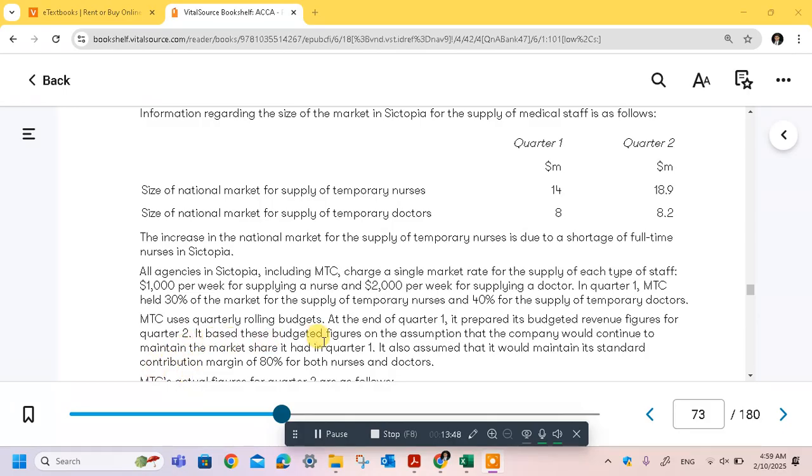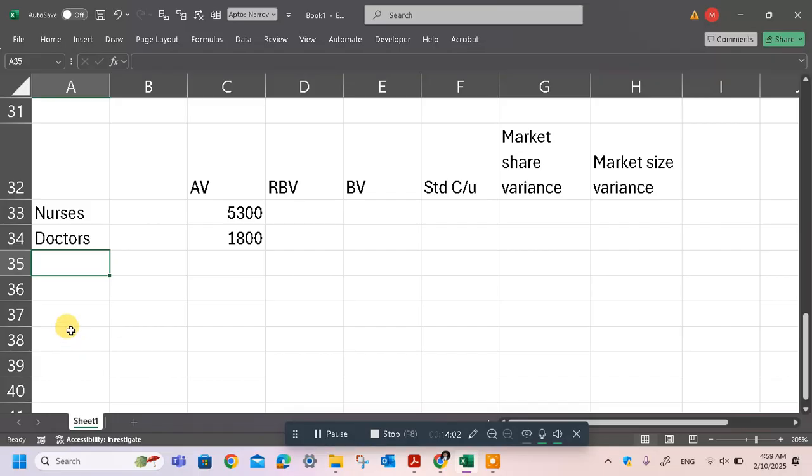Quarter 2, it based these budgeted figures on the assumption that the company would continue to maintain the market share it had in quarter 1. So you are going to have the same numbers of quarter 1 for quarter 2 as well, since you are using the rolling budget. So let me have a market size calculation, or straight away we can do in one shot.